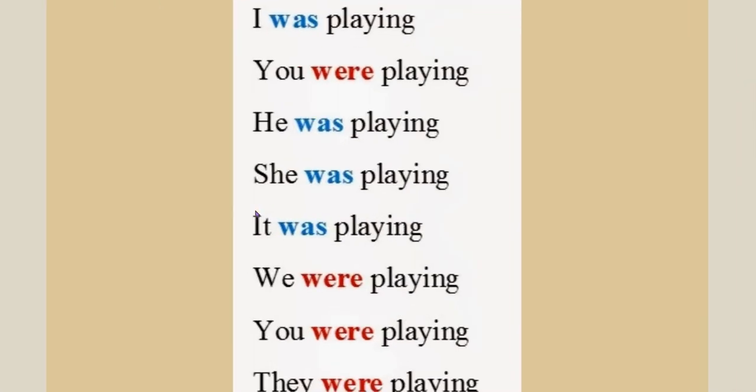We can use was for singular and were for plural. Look at this. We use I with was, he was, she was, it was, and were for plural nouns. We were, you were, they were, and after was or were, a verb with ing form.